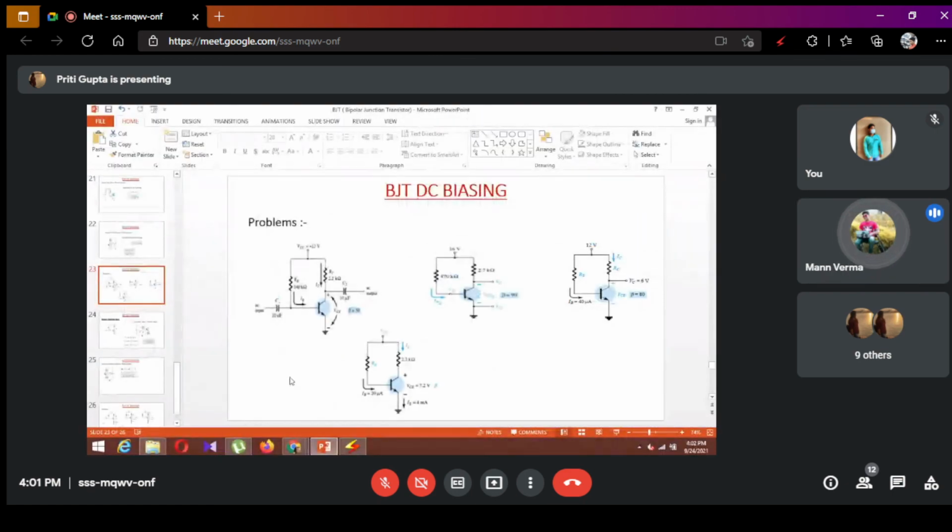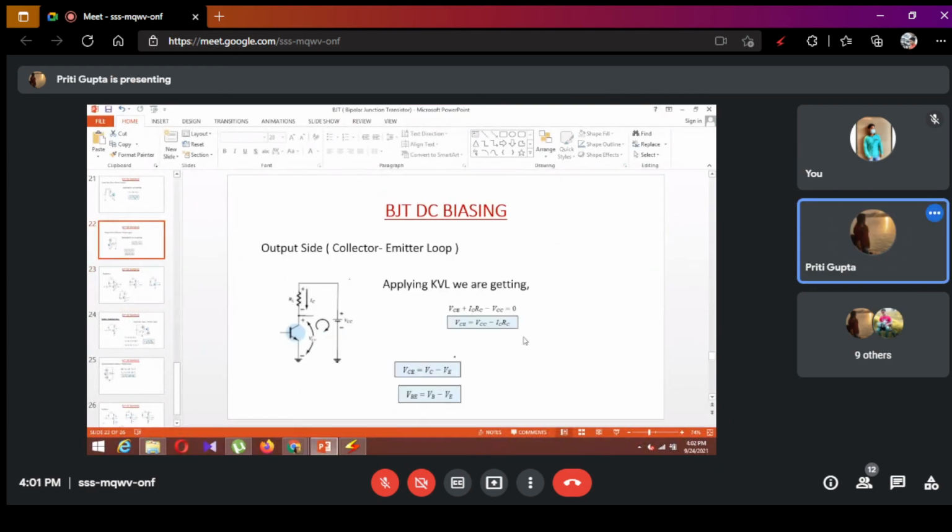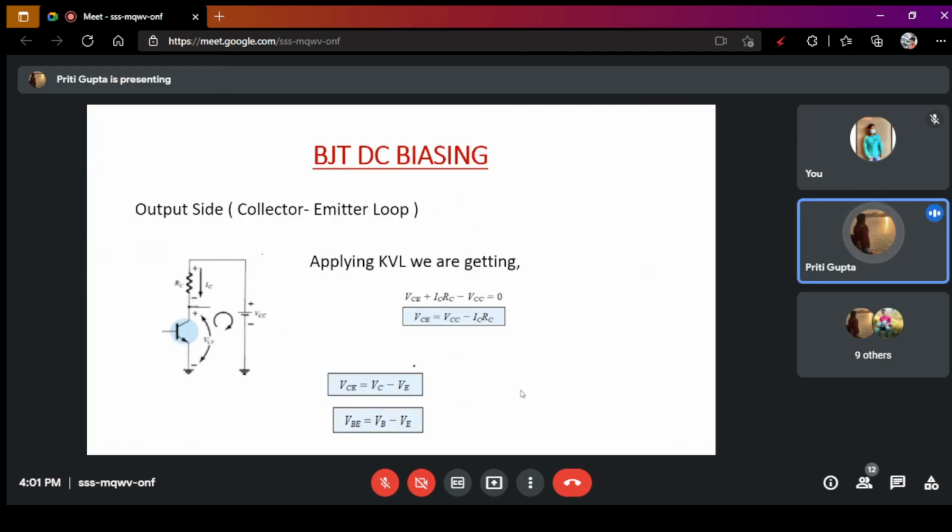Ma'am, can you show the VBC part? VBC part. Yes. Just write down now in your copy. VBC equals to V of B minus V of C. Just focus on the notation BC. So V of B minus V of C.